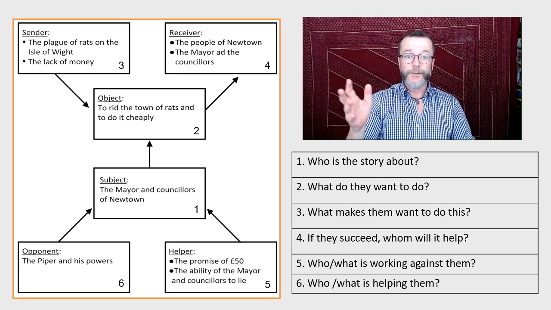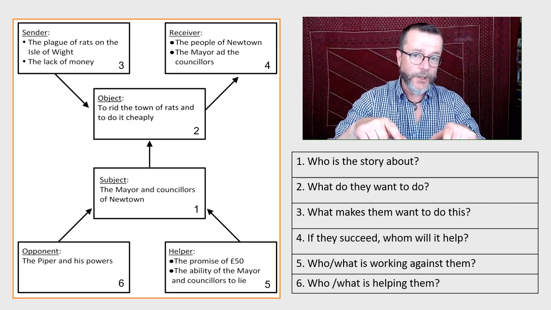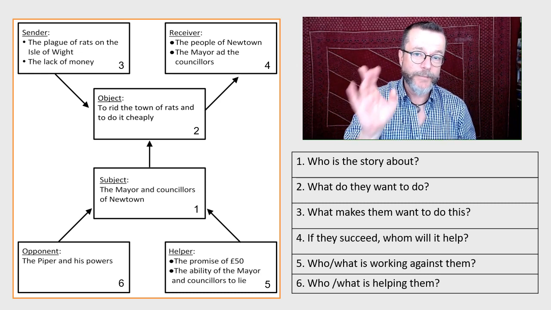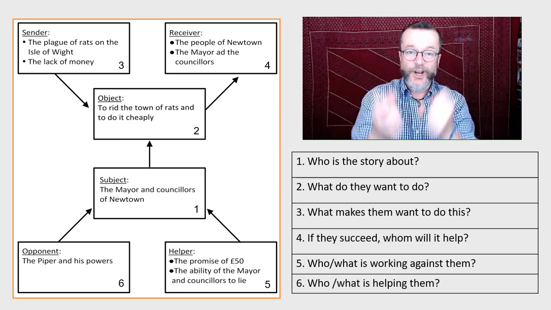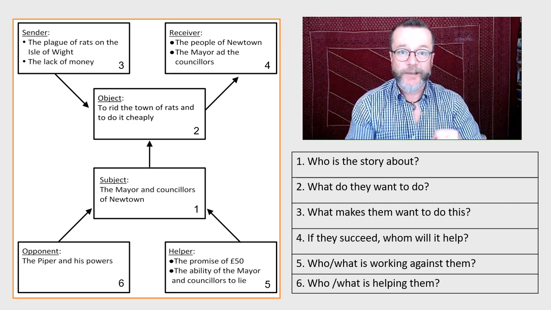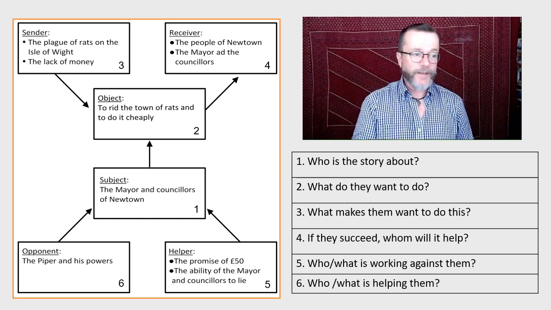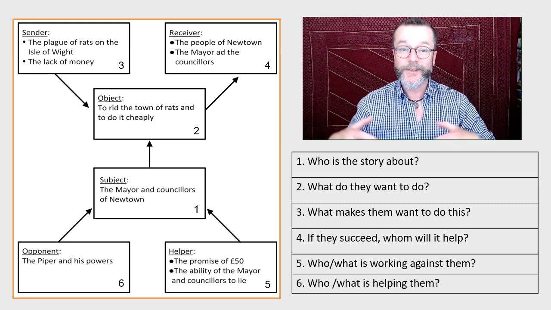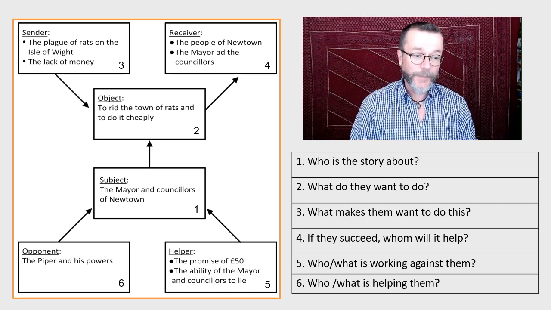Why do they want to do that? Because of the plague of rats. But why do they want to do it cheaply? And this is the key thing here. They don't have the money to pay. That is the sender. The sender is that they don't have the money to pay, but they want to get rid of the rats. Now, who's going to be the receiver of the benefit of that? Well, of course, the people of Newtown and the mayor and the councillors, because they'll be more popular if they manage to get rid of the rats and do it cheaply.